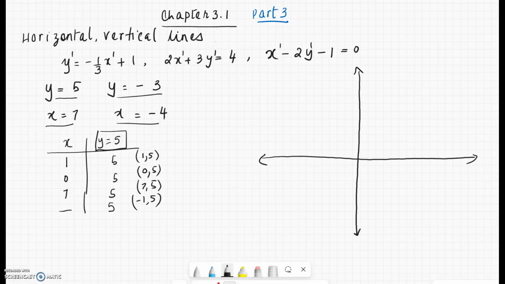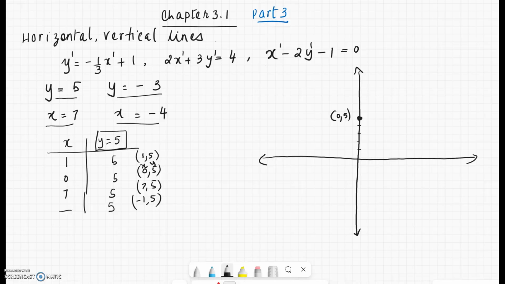All we need is 2 points. So let's plot any 2 points. 0, 5. This is your x. X is 0, y is 5. So 1, 2, 3, 4, 5. So that is x is 0, y is 5. You've gone up 5, so that tells me that y is 5.